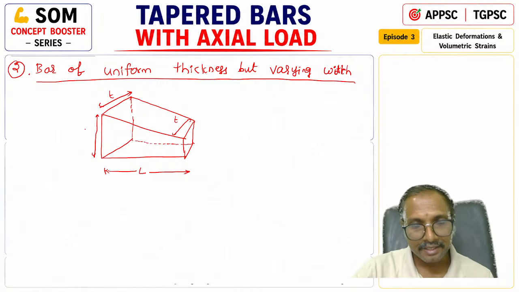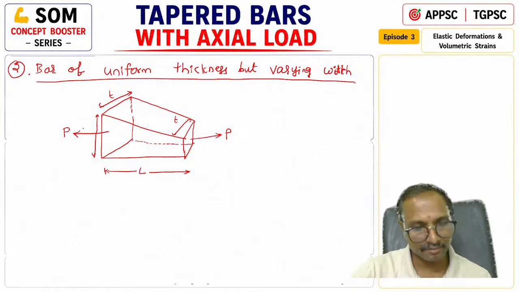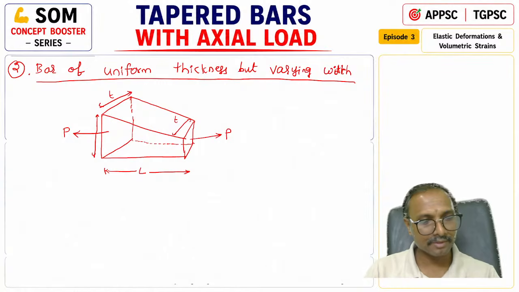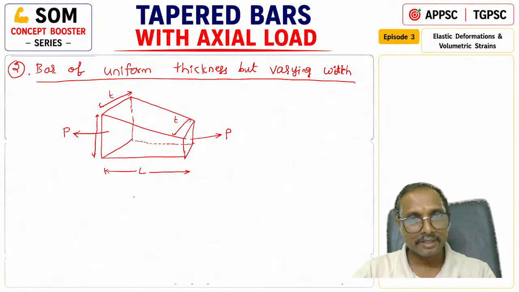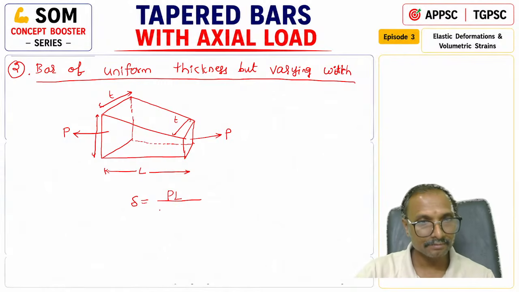Here what are you having, tell me. Shall we write capital B, or b1 b2? Which one will you write, tell me. Which one are you comfortable with? Tell me someone, I'll go according to that only. So the change in the length will be 4PL by π E into t into the higher B minus the lesser B, into log to the base e of higher B by lesser B.